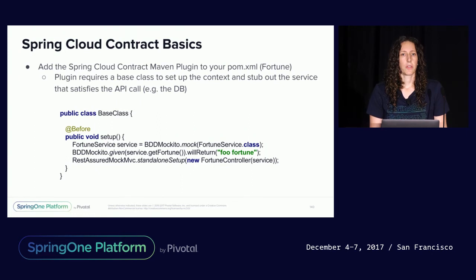The next thing we have to do is put the Spring Cloud Contract Maven plugin in the POM file of Fortune. So this gives us a little bit of automation magic based on that contract. This plugin is going to require a base class to help it generate a context and to stub out the call to the database. So you can see here we built that context, and so this will generate a test that will comply with this, which is just to return foo Fortune.